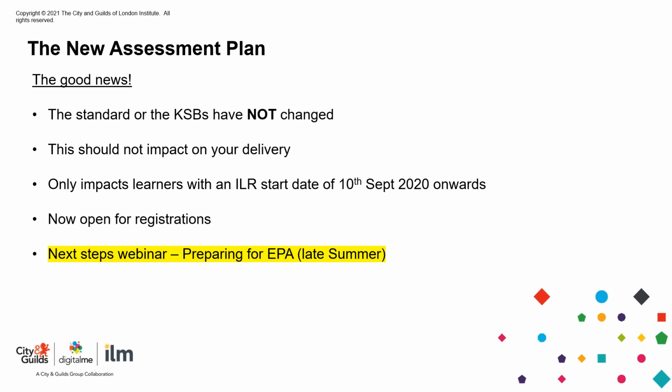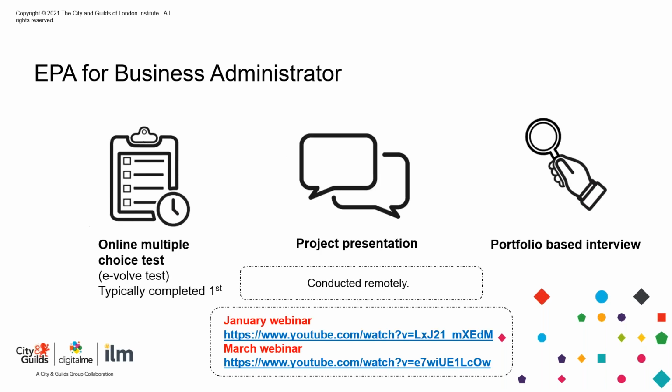So bearing in mind, EPA will take place from October onwards on this particular assessment plan. In late summer, we will be doing a follow-up webinar, so number 4, which will look at the processes and any other further questions that you've got in preparation for endpoint assessment on this new assessment plan.